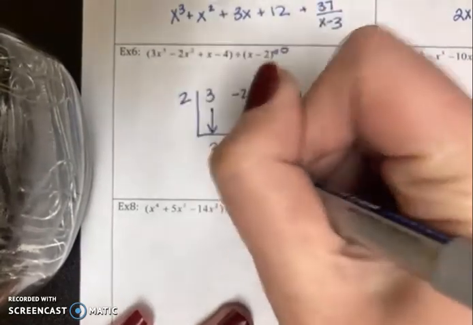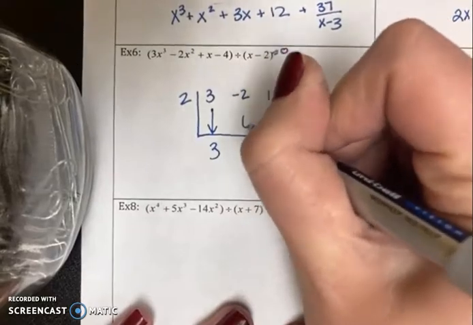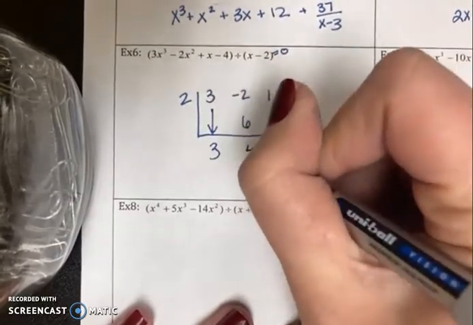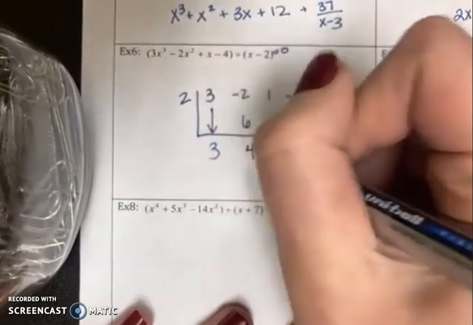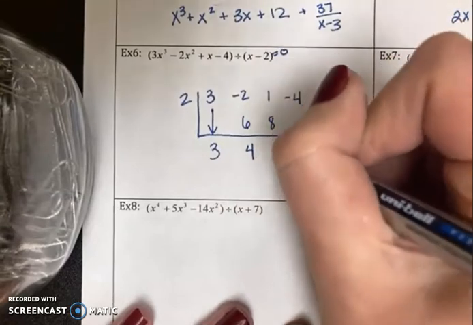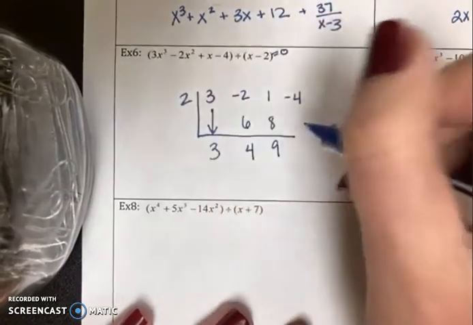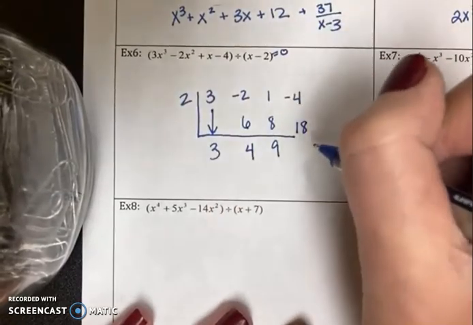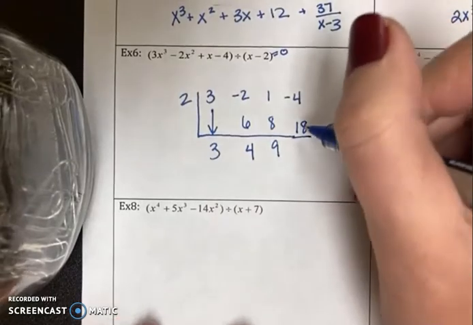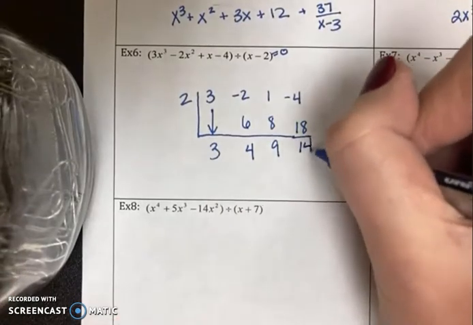Bring down the 3. I need to multiply. 2 times 3 is 6. I add. That gives me 4. Multiply 4 and 2 gives me 8. I add, giving me 9. 9 times 2 is 18. And then I just need to add here, which gives me a positive 14.